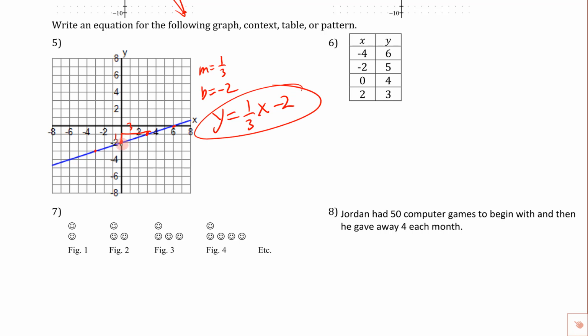That should be a graph that crosses at negative 2 and has a positive slope that's just slightly steep, just barely above a horizontal line there. All right, so let's take a look at this next one.